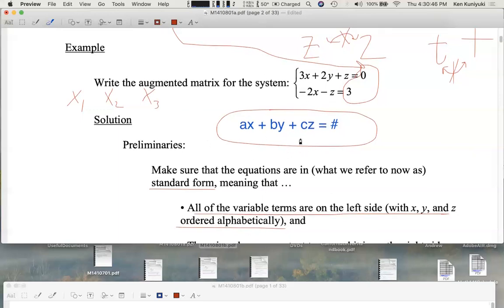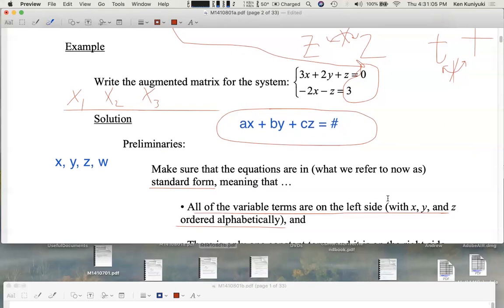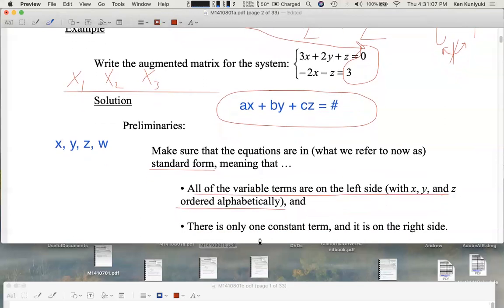Oh, by the way, if you have x, y, and z, if you need a fourth unknown, a lot of books wrap back to w, and I realize that might be confusing for people. And if this is confusing, then you really should start doing this form with the numbered subscripts, if you have a choice. There's only one constant term, and it's on the right side. So this number over here could be 0 or not. If this is a 0, then we call this a homogeneous equation.